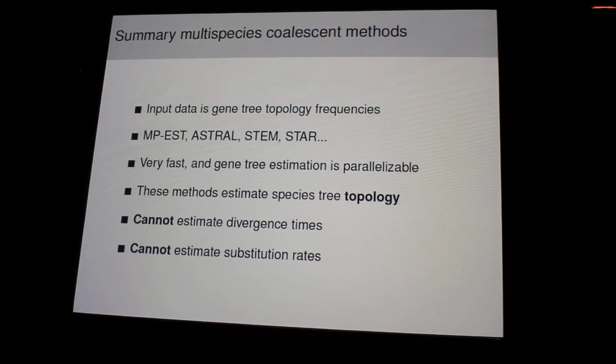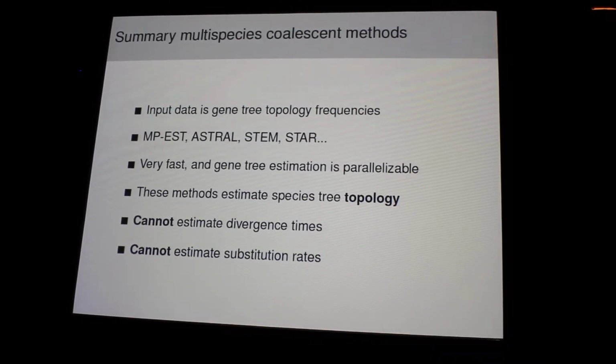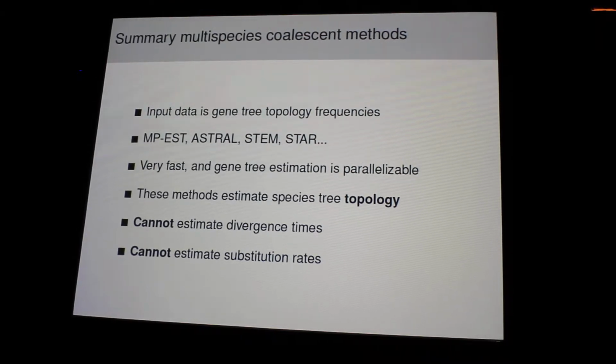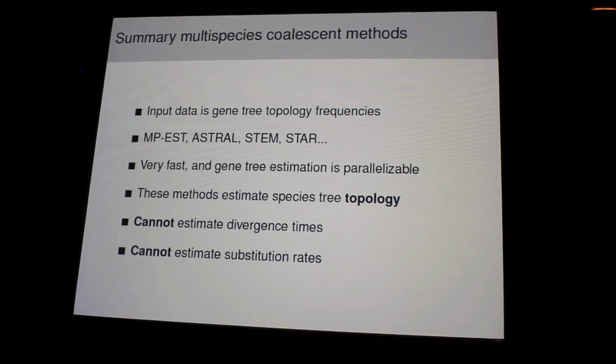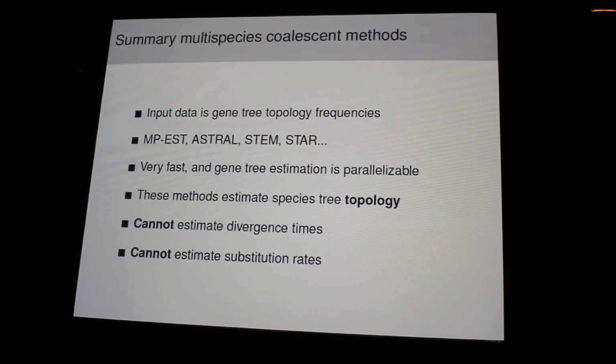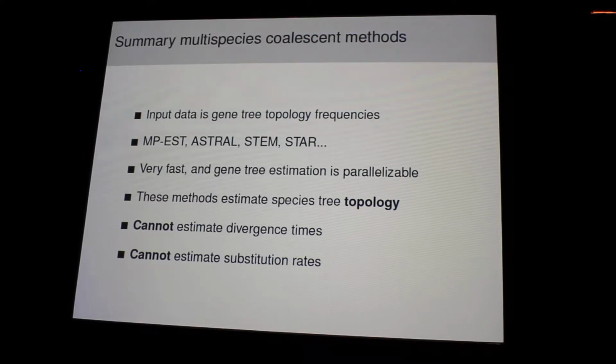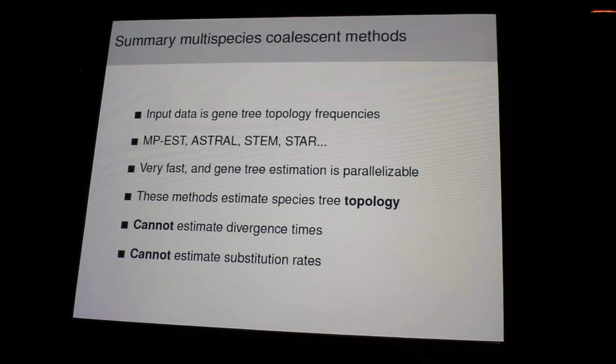In response to that, a lot of people have started using summary methods, where the input data is typically gene topology frequencies. These include MP-EST, ASTRAL, and STAR, and these methods are very fast, and they're particularly fast when you consider that the gene tree inference step is easily parallelizable. But these methods estimate the species tree topology, and if they return any branch lengths, they do so in coalescent units. You can't use them to estimate divergence times or substitution rates.